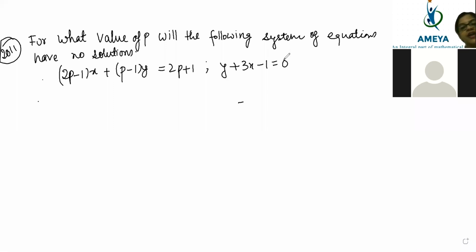Okay, now find the value. For what value of P the following system of equations have no solutions? Solve this question. At least one question you solve and tell me that you know the entire process.